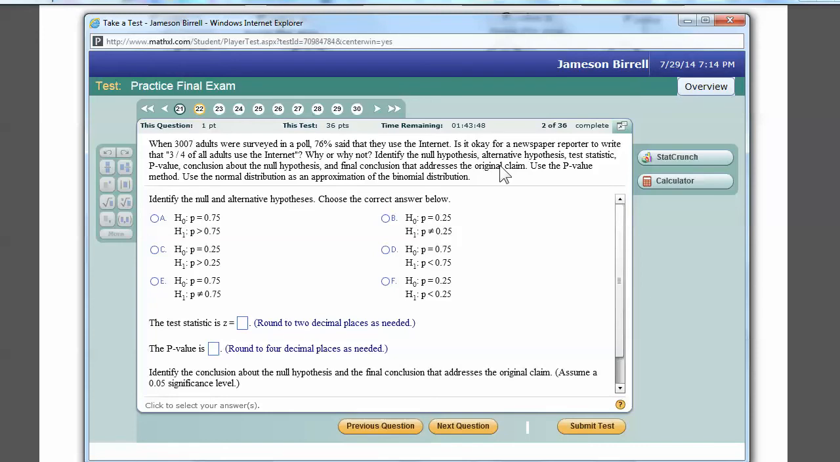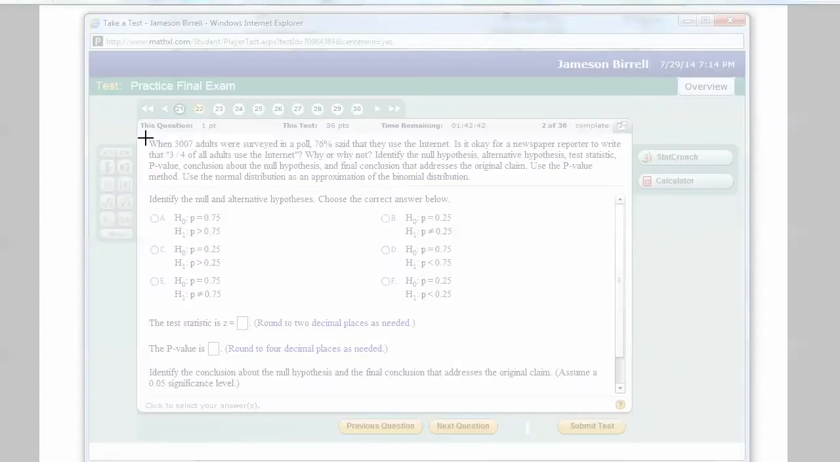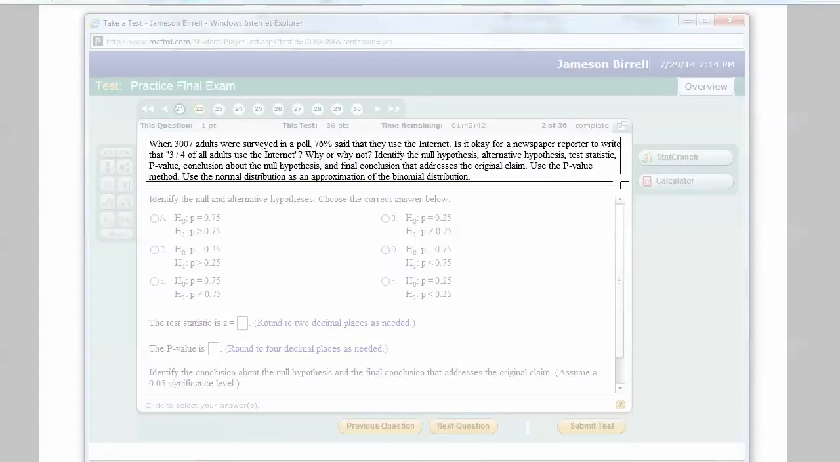Okay, so what is our claim here? Let me go ahead and just copy the statement.